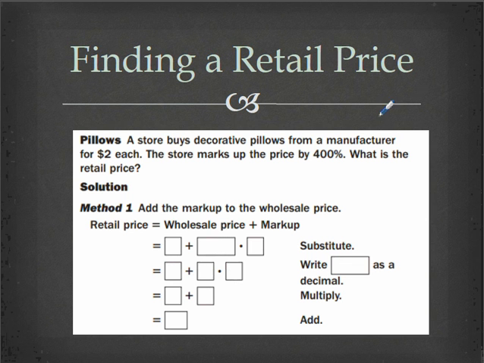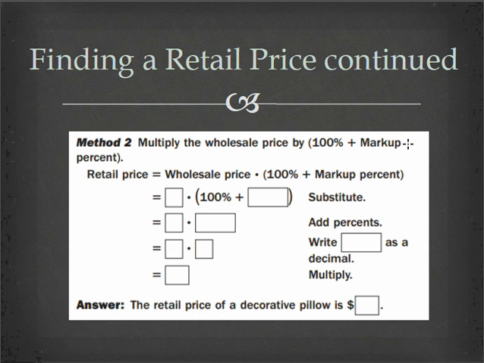And let's look at the next one. I need to grab my arrow. Okay, so we're finding the retail price, continued. There's another method. There's a couple ways of finding this. So if we think about that pillow was $2, and they were going to increase it by 400%. So we know that that's going to be 2 times 500%.